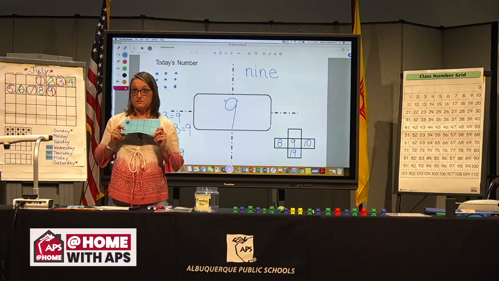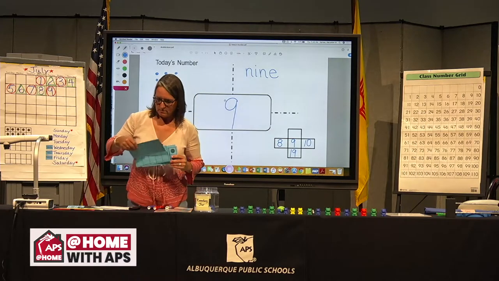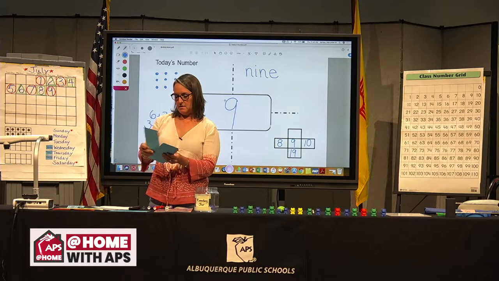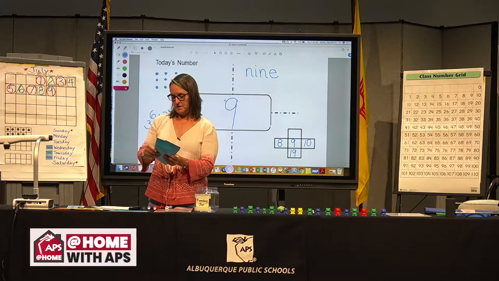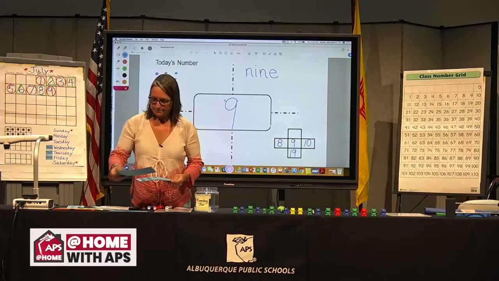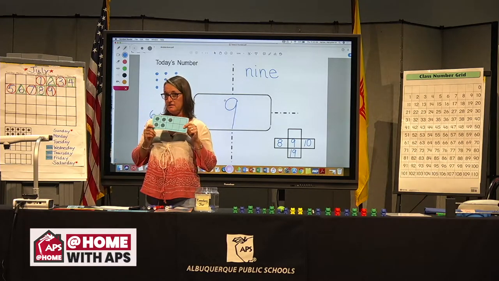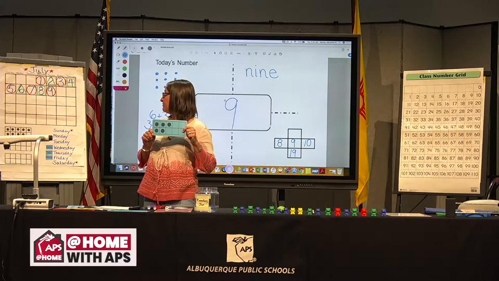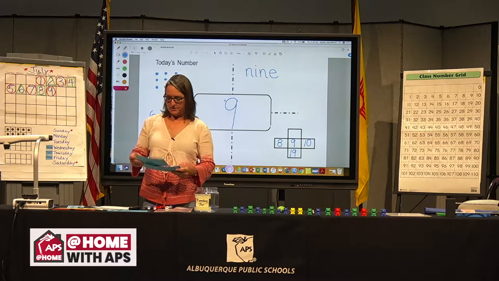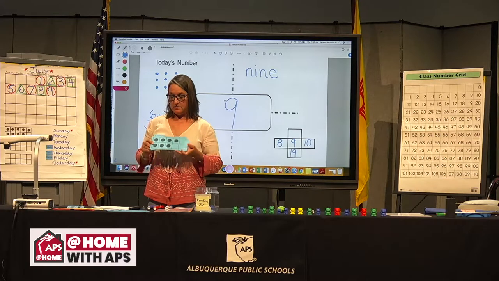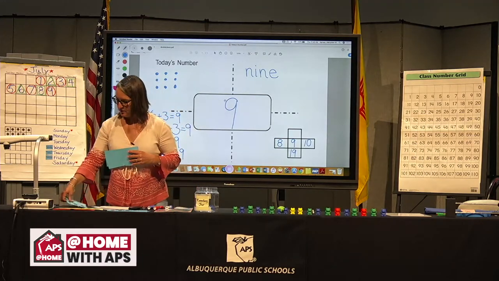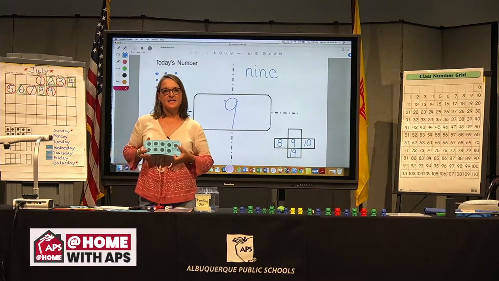So we have a red circle on 1. We have a red circle on, oh, Miss Karnas should have used the other cards. What's the next one? On 3. We have a red circle on, what's the next one? 5. We have a red circle on 7. And then we have a red circle on our number of the day, 9.